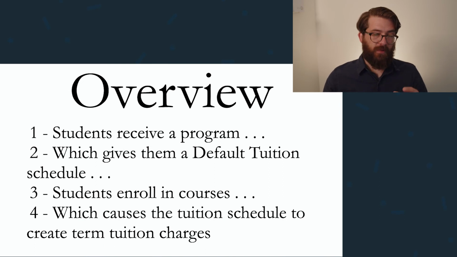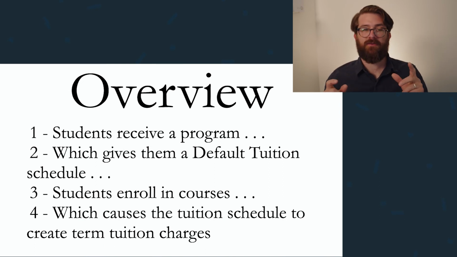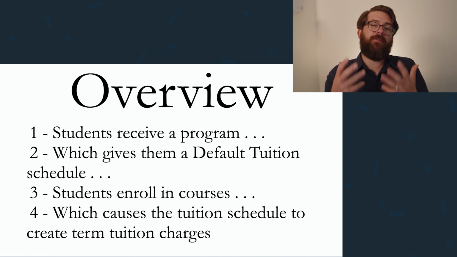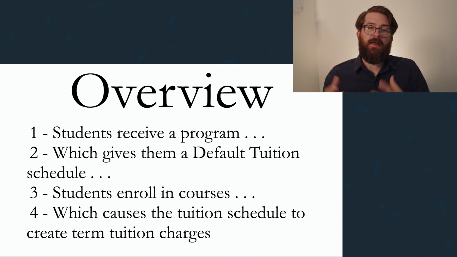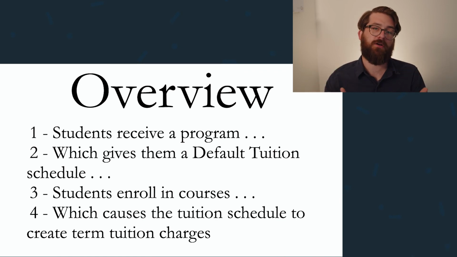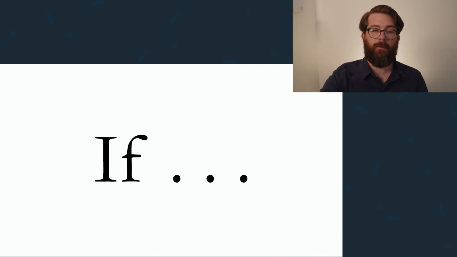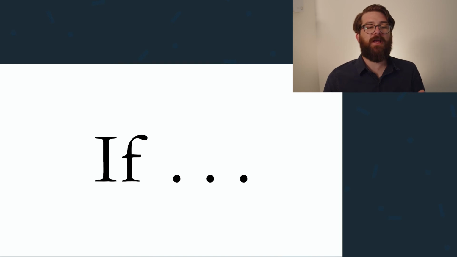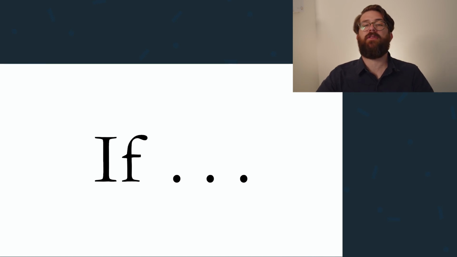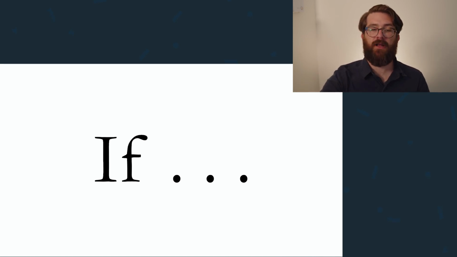So the overview of the process looks like this. Students receive a program somehow, we'll talk about that later, which gives them a default tuition schedule. Then students enroll in courses, and that causes that tuition schedule to create term tuition charges for them. So if you're set up properly, those 4 steps describe your initial billing process. That's how you're going to get those pending charges generated.